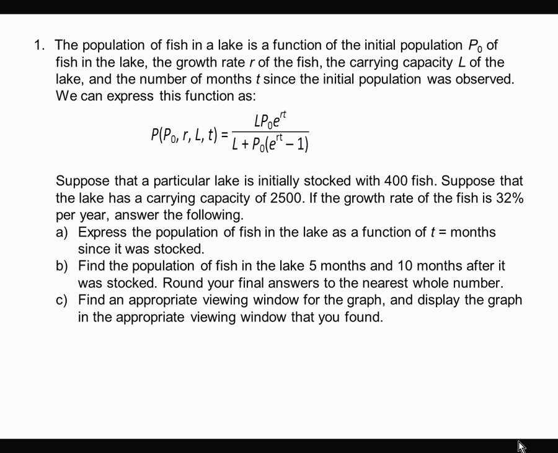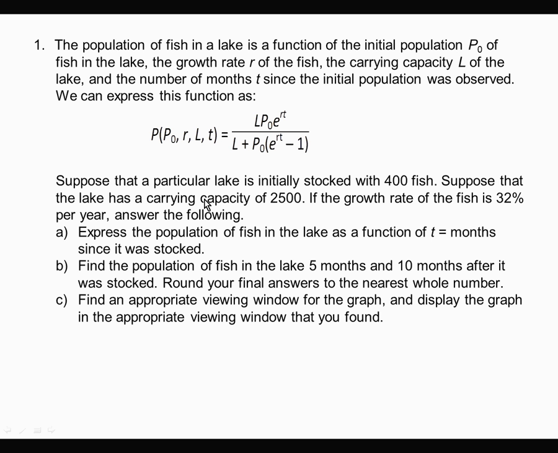The population of fish in a lake is a function of the initial population P sub 0 of fish in the lake, the growth rate R of the fish, the carrying capacity L of the lake, and the number of months T since the initial population was observed. We can express this function as P of P sub 0, R, L, T is equal to L times P sub 0 e to the RT all over L plus P sub 0 times e to the RT minus 1. Probably saying, well, that's way too many letters.